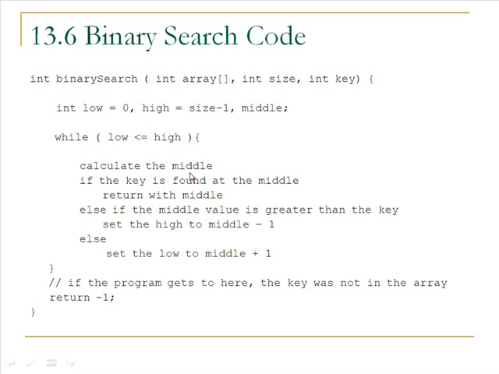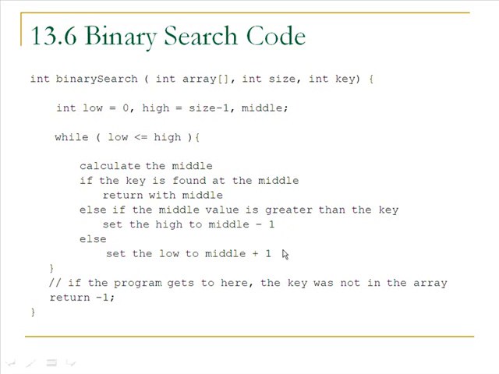So, calculate the middle, determine if the key was found. If it was, then we can bail out of the algorithm early, return with the information that we were looking for. If the value that we found in the middle is greater than the key, then bring the high index down to the middle. Otherwise, bring the low index out to the middle. So this is the part of the algorithm that cuts the search space in half.